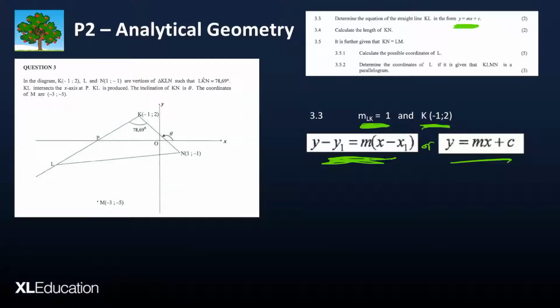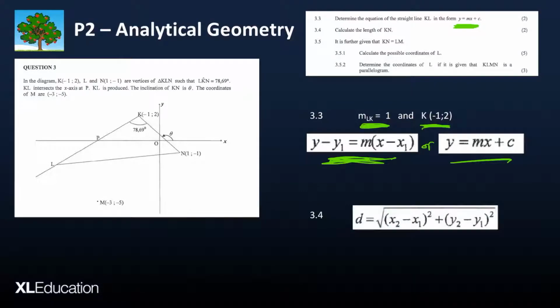Going to 3.4. 3.4 is asking for the length of KN. Remember, the coordinates of K and N are given, so you simply have to substitute in the distance formula, and you simplify correctly. Remember to use brackets when you substitute. It's very, very important. Okay, let's go to 3.5.2.